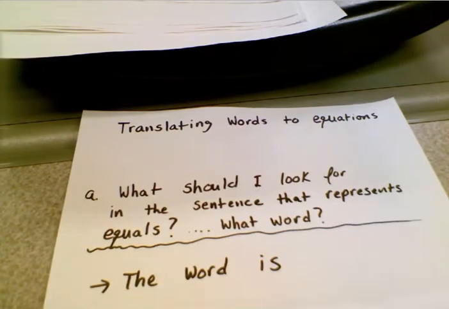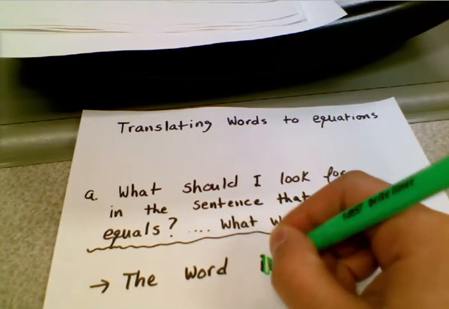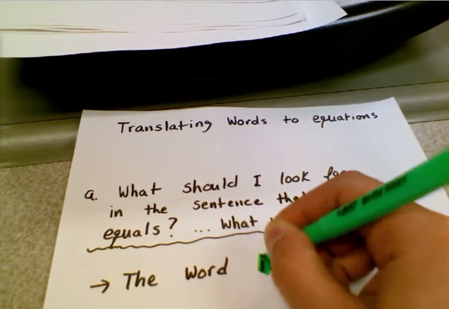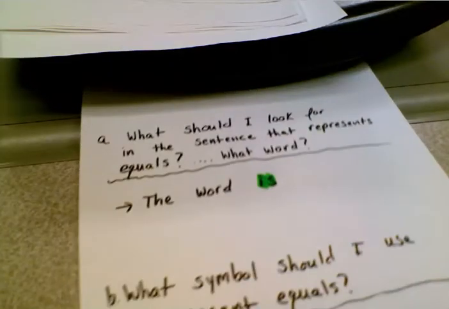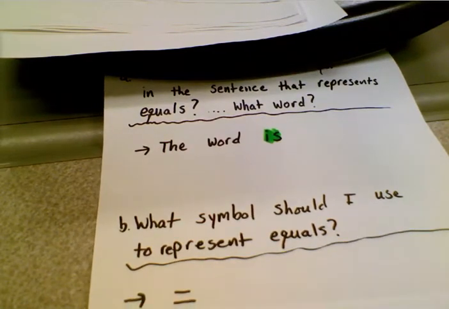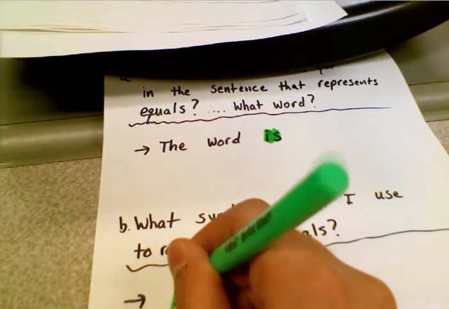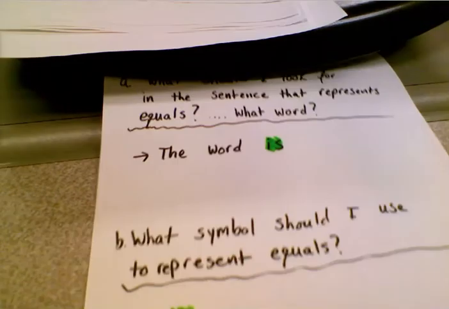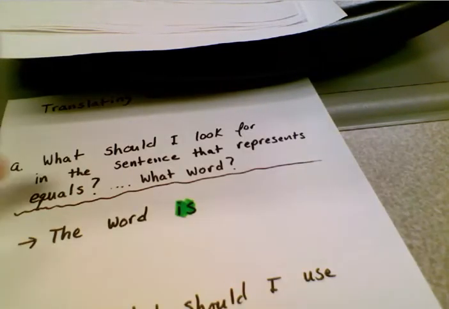The word is. Okay? So here's what you're going to be looking for in the sentence here. The word is. I'll highlight this here. That is the word that you want to look for. All right? And then what symbol should I use to represent the equals? And here is just the equal sign. So things hopefully that you've already had, but the word is what you're going to want to be looking for. Okay, let's get right into the examples here.